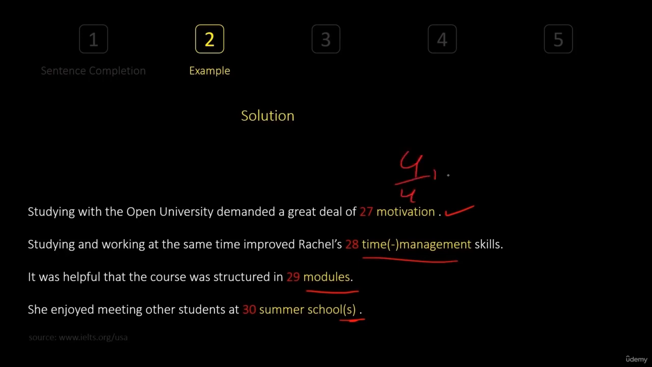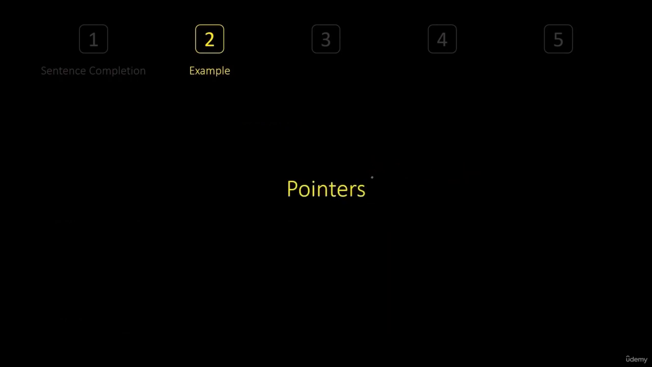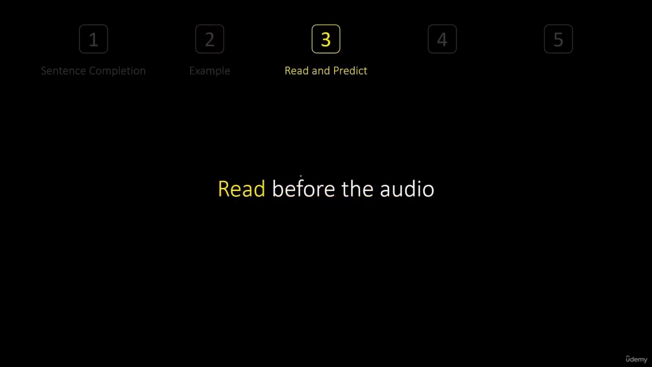If you got 4 out of 4, wonderful. If not, don't worry. We have pointers coming and you can practice some other questions which we'll mention later. Let's go with the pointers now. And pointers are the tips that can help you to find the answers easily. The first one, read and predict. This is the first one. Read and predict. When you have an audio provided, or let's say when you have a question provided, they're going to definitely give you some time.